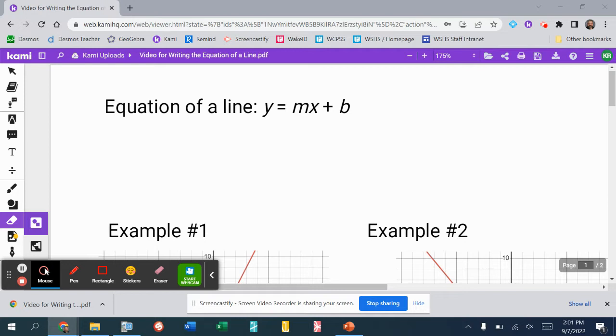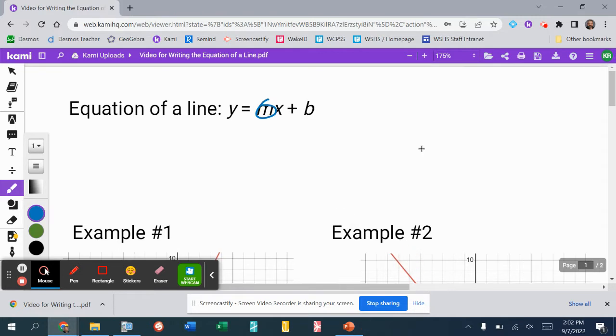The form we're going to use is the slope-intercept form, which is y equals mx plus b. And in this form, remember that m is the slope, and the b is the y-intercept. So in other words, if I'm given a graph or information, the two things I really need to be able to write the equation of the line are the slope and the y-intercept.